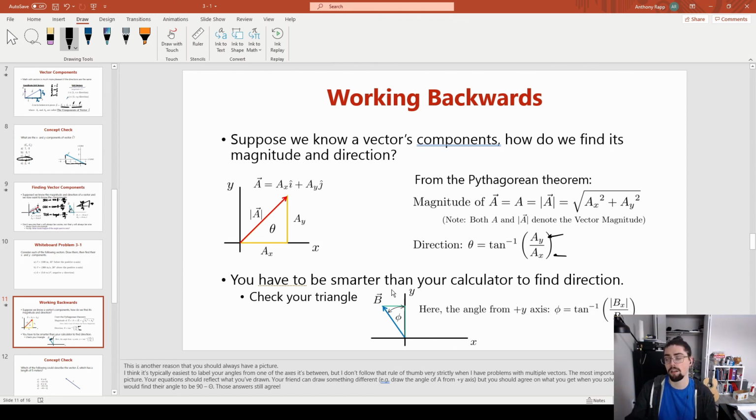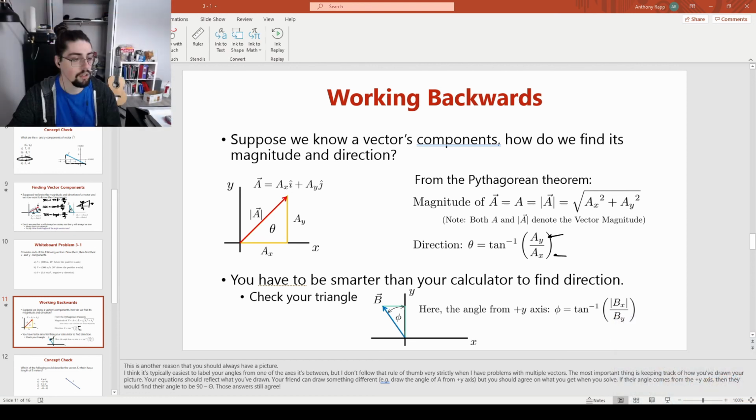Everything works out better. We figure out which ones are positive and negative based on the picture that we see in front of us. That is to say, if we are trying to find this angle phi, then we are going to take the absolute value of the two components and piece it together afterwards.